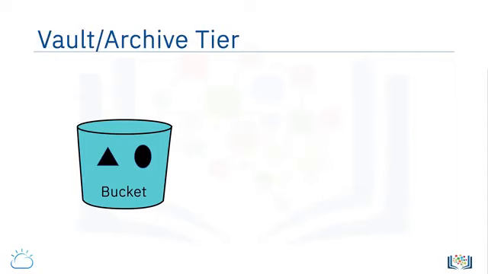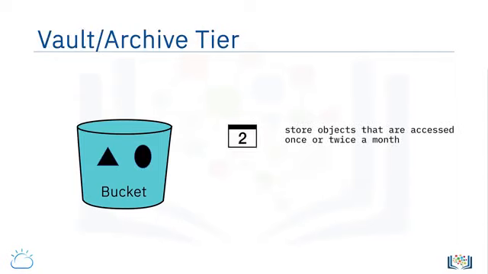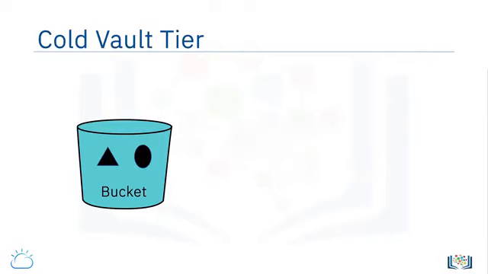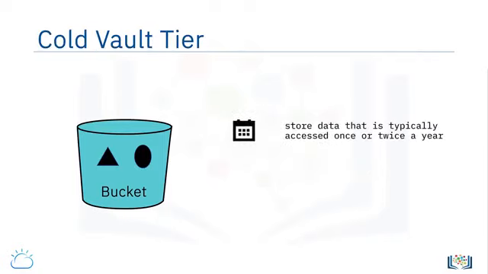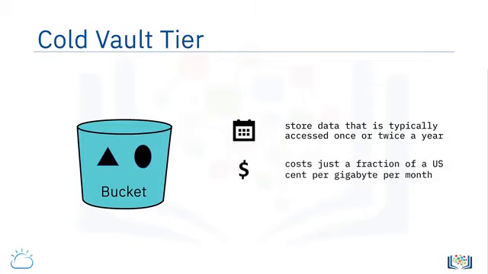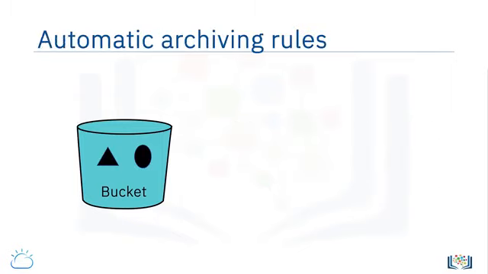A vault or archive tier is where you might store documents that are perhaps only accessed once or twice a month or less, and this will be offered at a lower storage cost, whereas there may also be a cold vault tier where you would store data that is typically accessed only once or twice a year. This storage often costs just a fraction of a US cent per gigabyte per month.